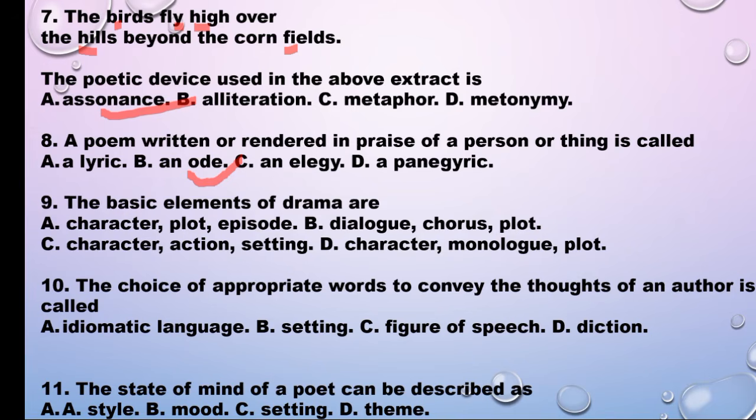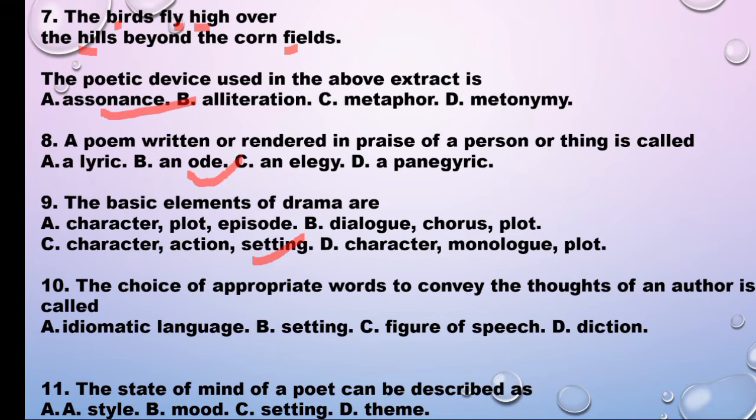The basic elements of drama are character, plot, episode, dialogue, chorus, plot, character, action, and setting, and we have character, monologue, and plot. When we're talking about elements, we are talking about the things that make up drama. For a drama to be effective or to take place, there must be characters that will act out the plot. There must be action. The character will perform an action, and they will perform that action in a particular place. That makes up drama. So our right answer is C.